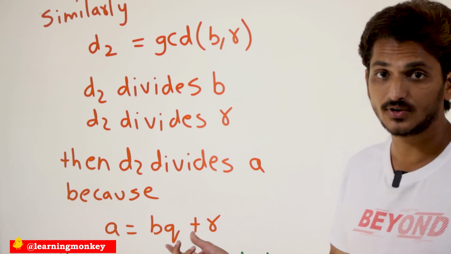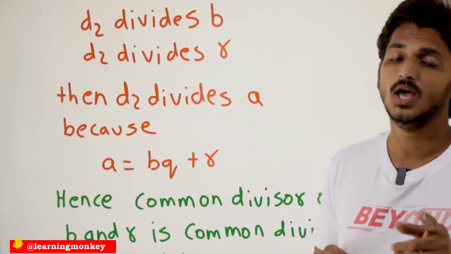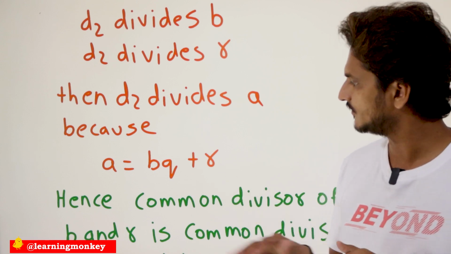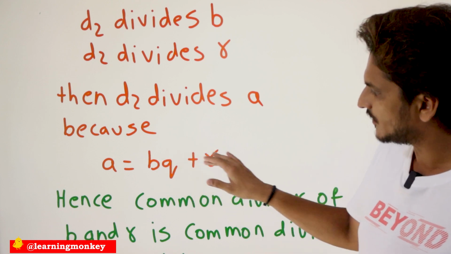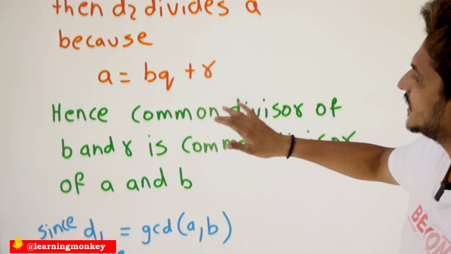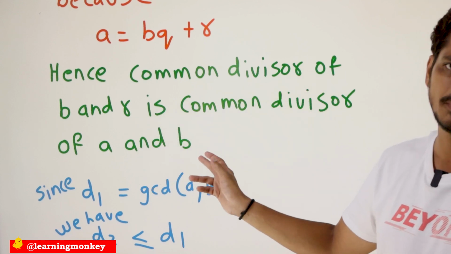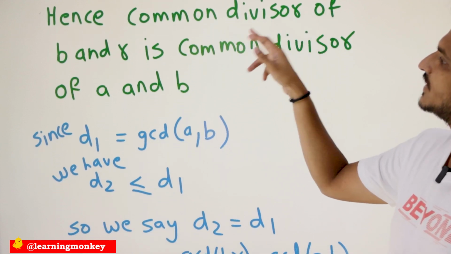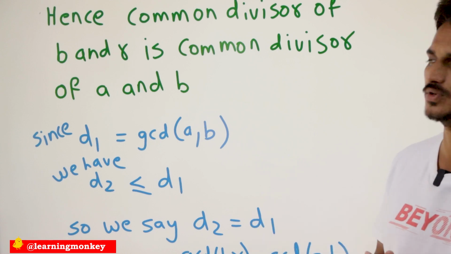This equation is satisfied. If this happens, only then can we show GCD of A comma B equals GCD of B comma R. If this does not happen, it is not going to be true. So from these statements we can say that a common divisor of B comma R is a common divisor of A comma B. The opposite we have shown above: a common divisor of A comma B is a common divisor of B comma R. Here we have shown the reverse.